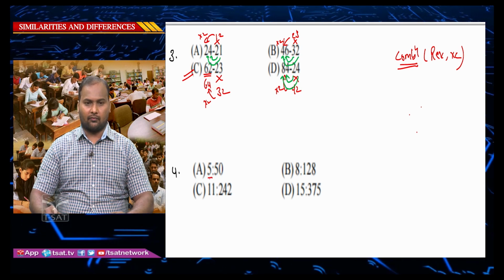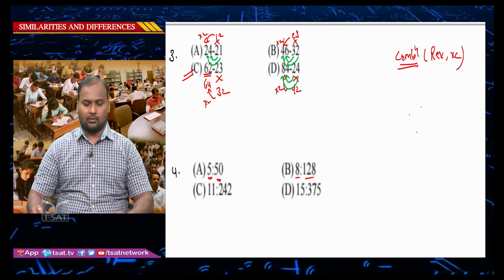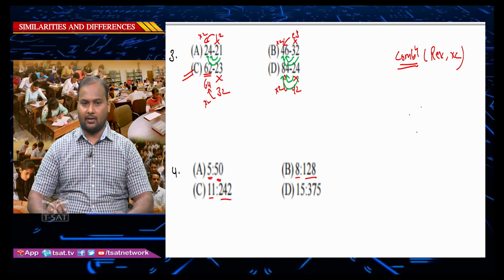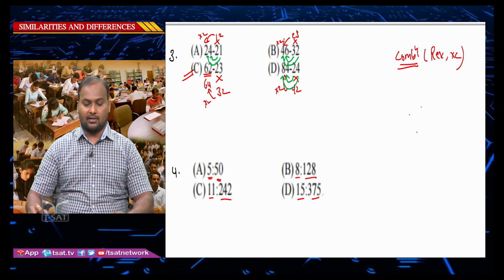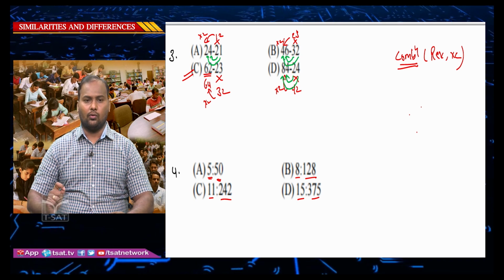Here, 5 is a small number, 50 is a big number. Yes or no? In the same way 8 is a small number and 128 is a big number. 11 is a small number and 242 is a big number. 15 is a small number and 375 is a big number. So now the student has to think how you will get this logic.